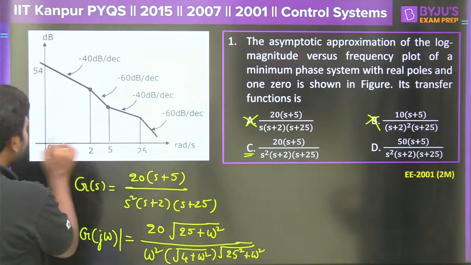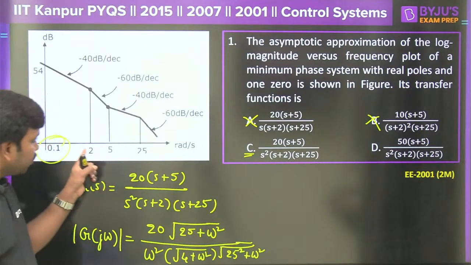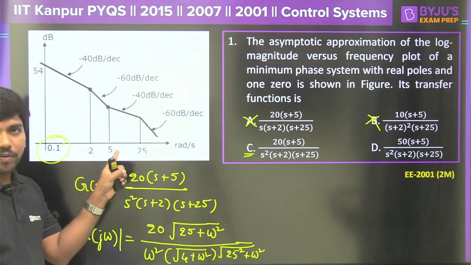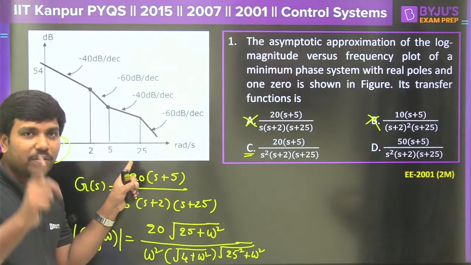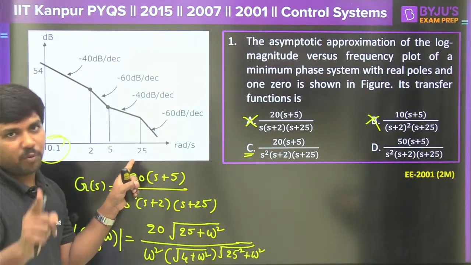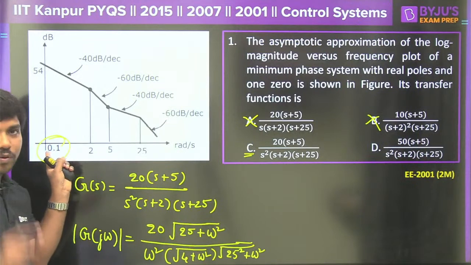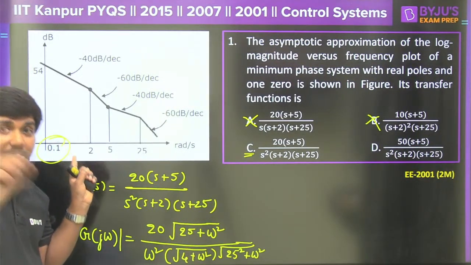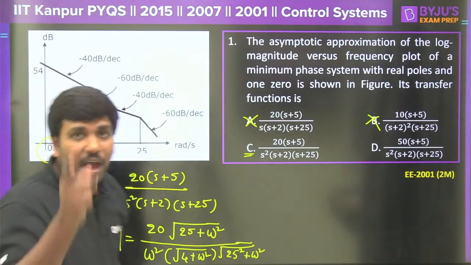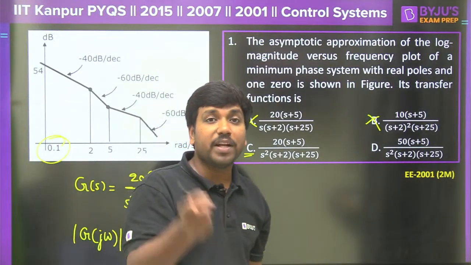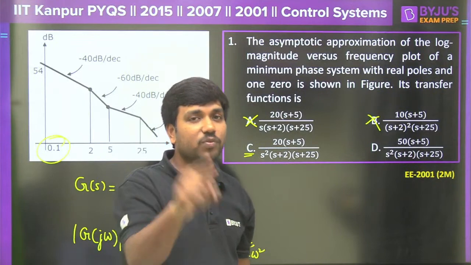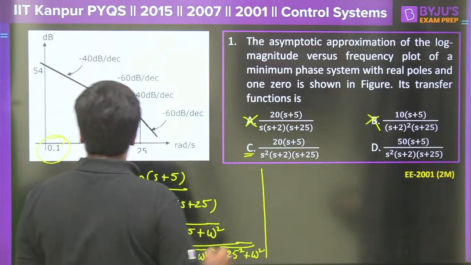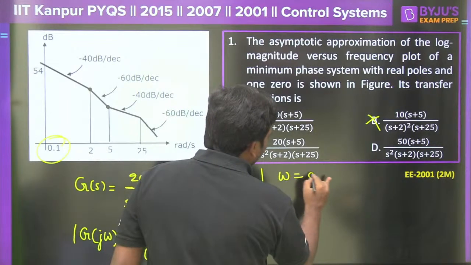Substitute omega is equal to 0.1. Don't substitute high frequencies, because at higher frequencies there is an error between the exact Bode plot and the approximate Bode plot. Always substitute the lowest frequency that is available in the plot, where you will find the greatest accuracy. Remember this point. At the lowest frequency you will have the greatest accuracy. I repeat, at the lowest frequency you will have the greatest accuracy. What does it mean? Substitute omega is equal to 0.1.